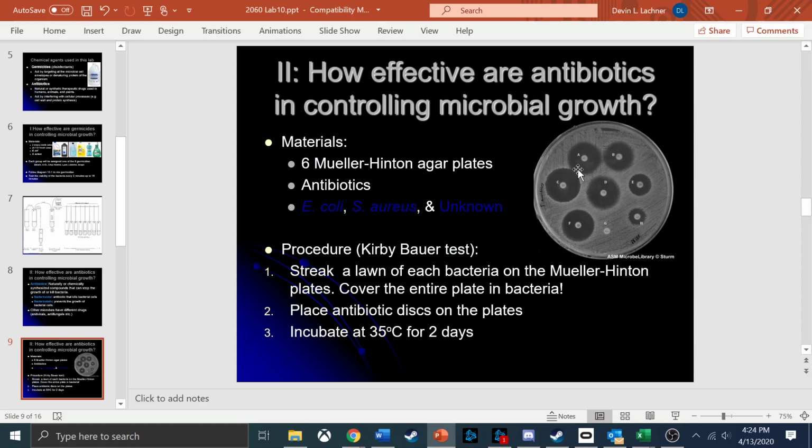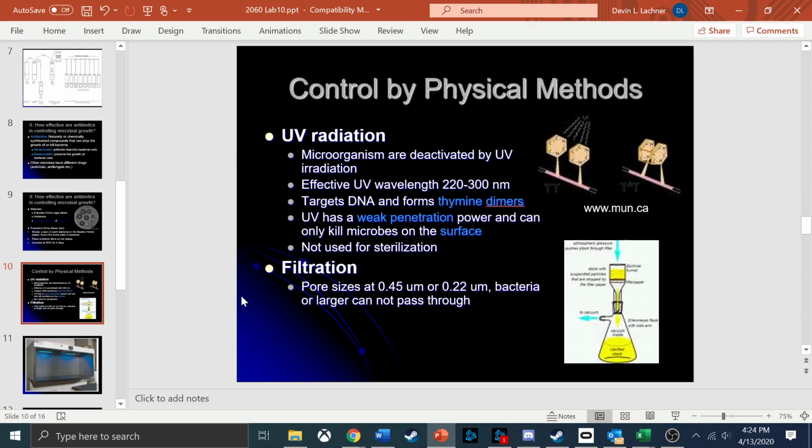Okay, so the thing that we're going to be using to test the effectiveness of the antibiotics is the Kirby-Bauer test. And that's going to be your interactive assay that you're going to be testing. You have that assignment that I gave you, so that's going to be kind of making up for this assignment right here that we can't do in the actual lab, unfortunately.